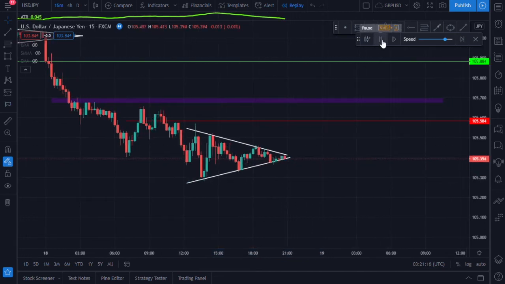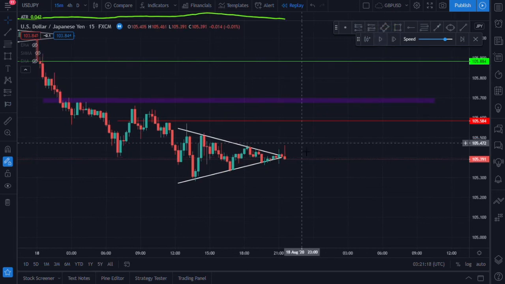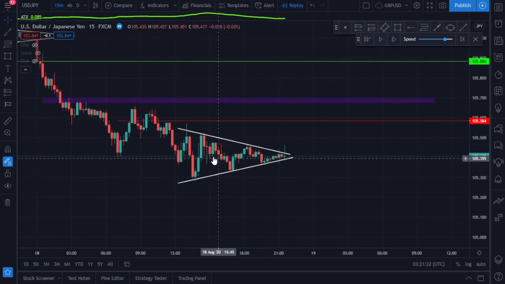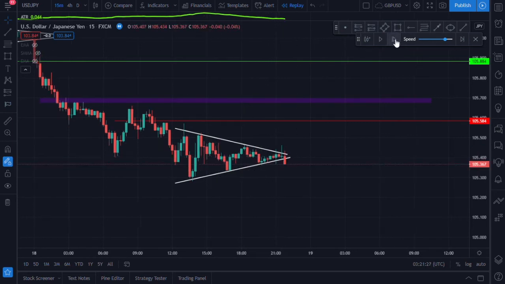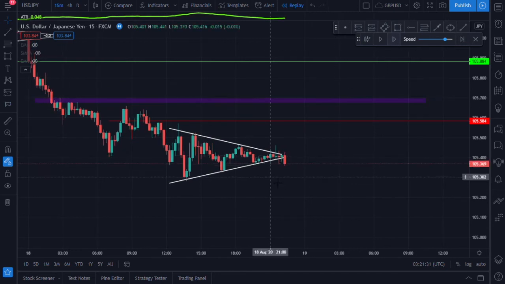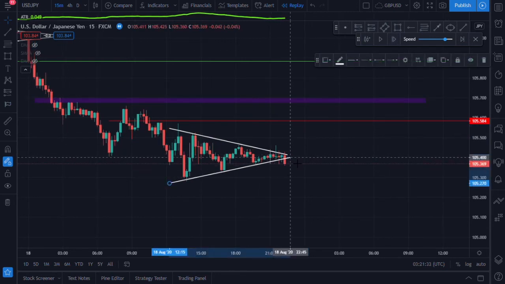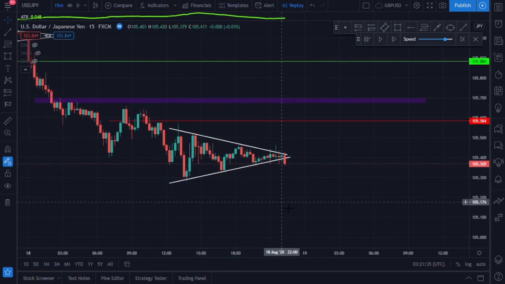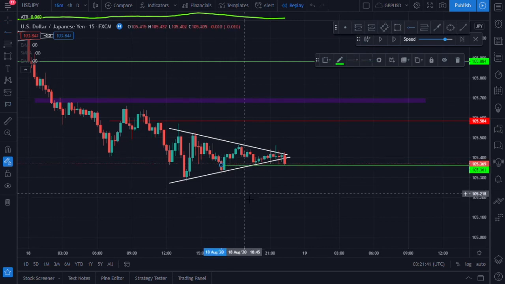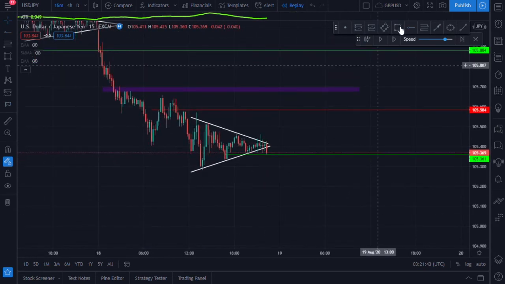All right. So it's starting to tighten up a little bit, so we're gonna get a break soon, and see how it's getting smaller and smaller. It's gonna break in a direction soon. All right, that is the break right there. You guys see that? So I'm gonna re-enter again. I'm gonna add another position because I like this break here.